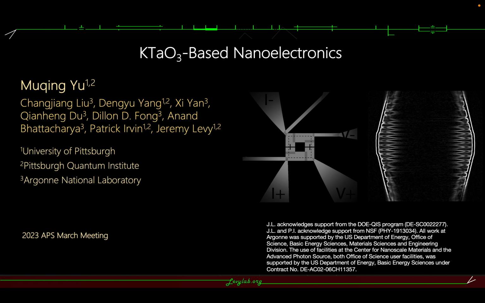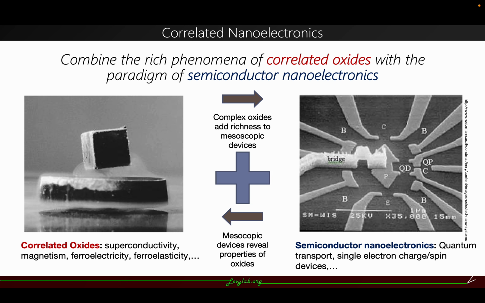This is on potassium tantalate-based nanoelectronics. Our group is interested in creating semiconductor nanoelectronics based on oxide systems. All the interesting properties that correlated oxides have, such as superconductivity, ferromagnetism, and ferroelectricity, can add richness and utility to our semiconductor devices, and vice versa. Our nanoelectronic devices will give us insight into the underlying physical properties of our oxide system.